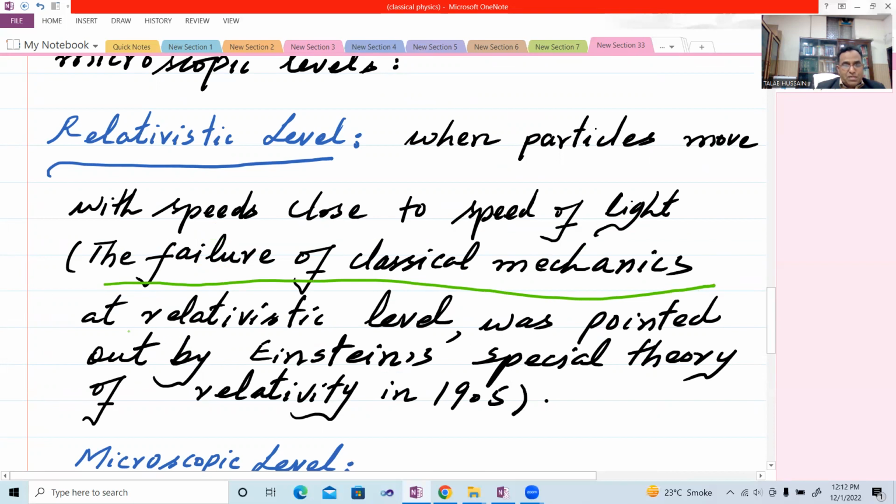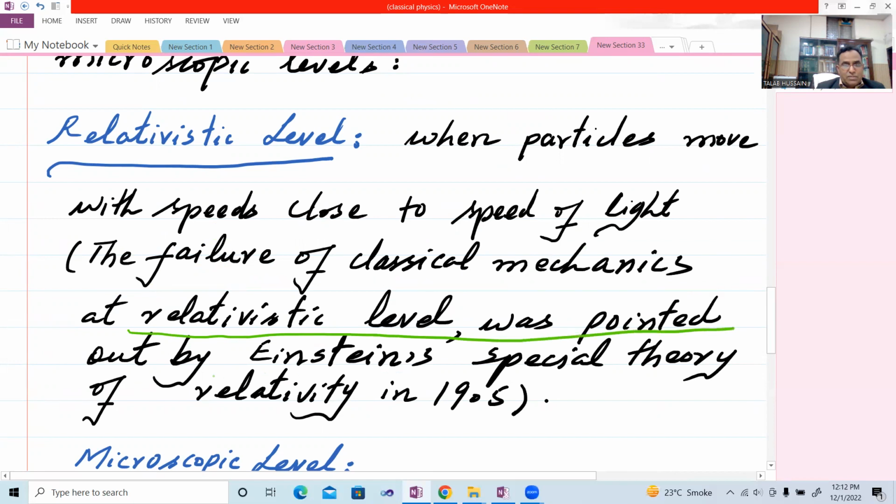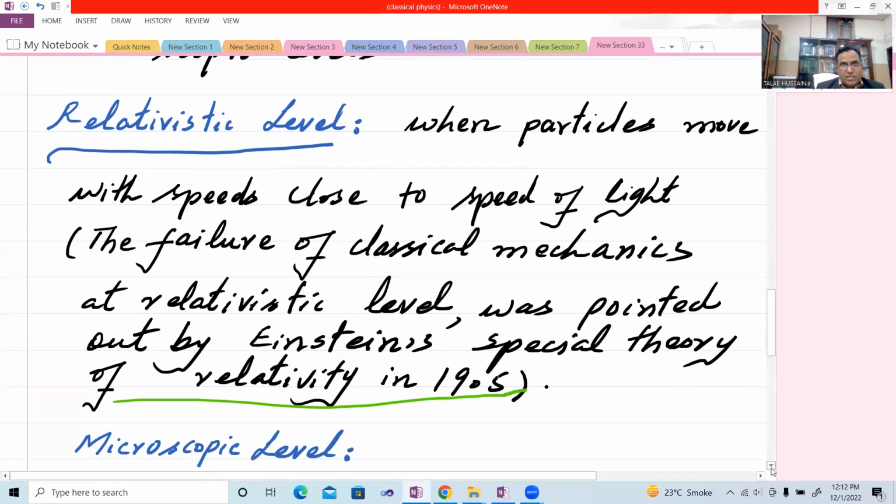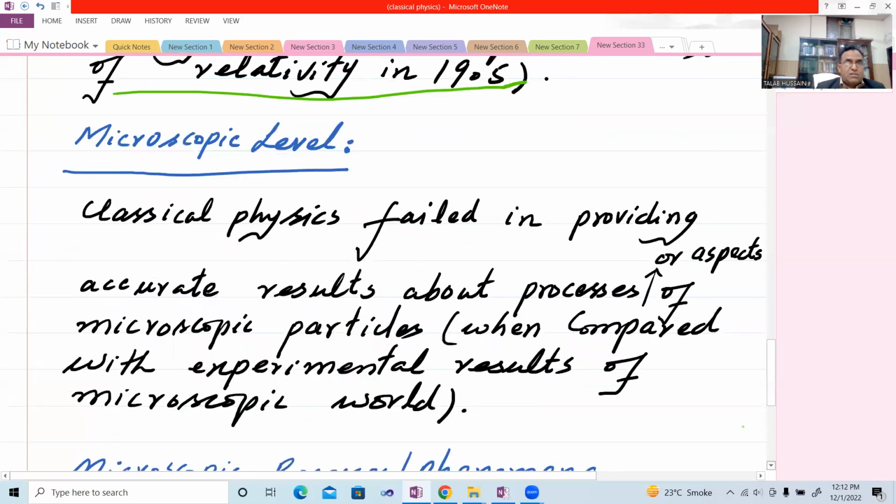Because the results of classical mechanics do not match with the results of the special theory of relativity, which was proposed by Einstein in 1905. And this special theory of relativity can deal with the motion of bodies which move with a speed so close to the speed of light. And the second level where classical physics failed is the microscopic level.